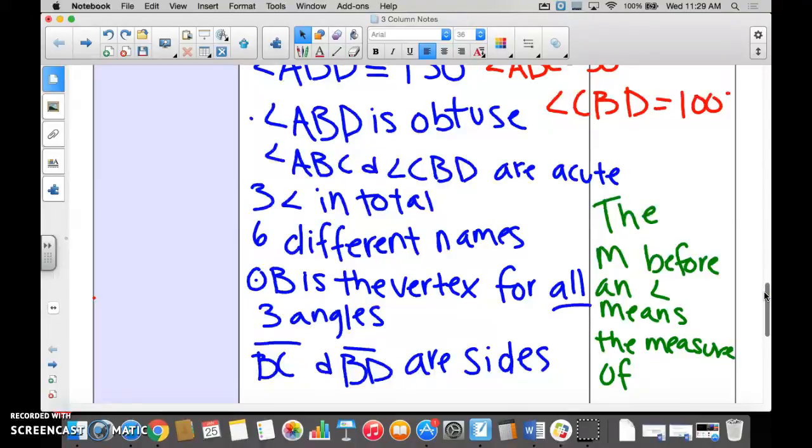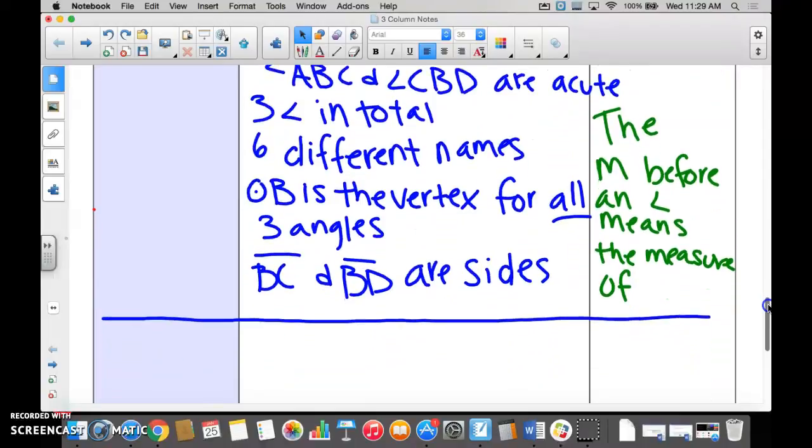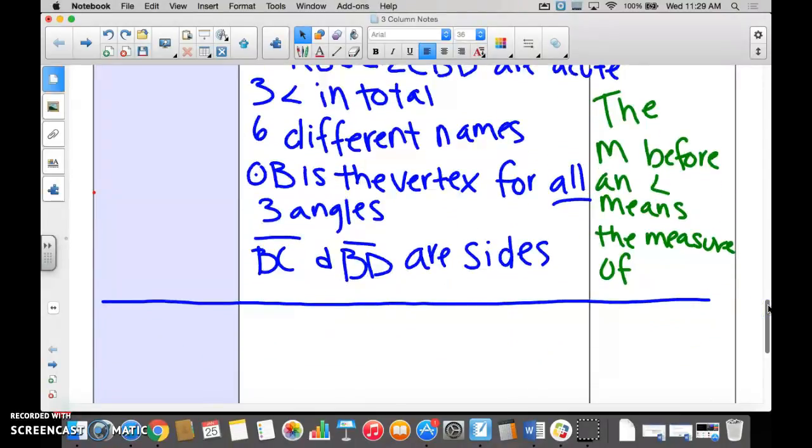I may have already said that. Angle ABC and CBD are acute, which is awesome for already knowing that. And we know that there are 3 angles in total. There are 6 different names that you could call this angle, or all of the angles. And the one angle ends up creating 3 angles in total. And line BC and line BD are also sides, which we forgot to mention.